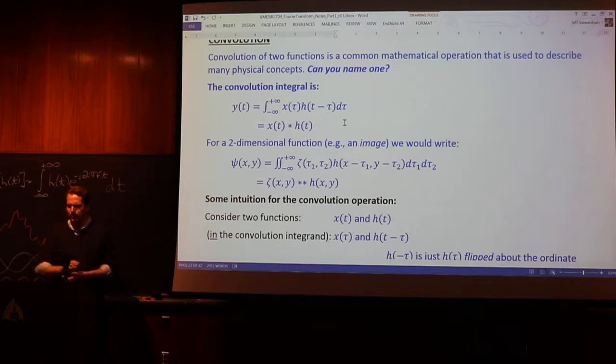I guess. There are big typos in your lecture notes on this equation here. I put that in there to keep you alert.